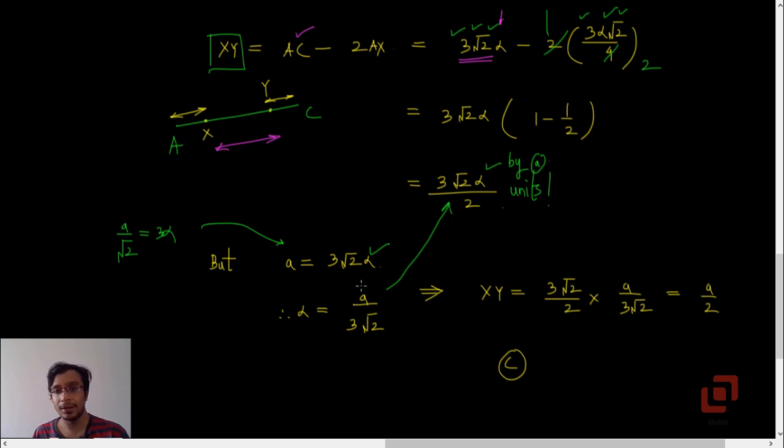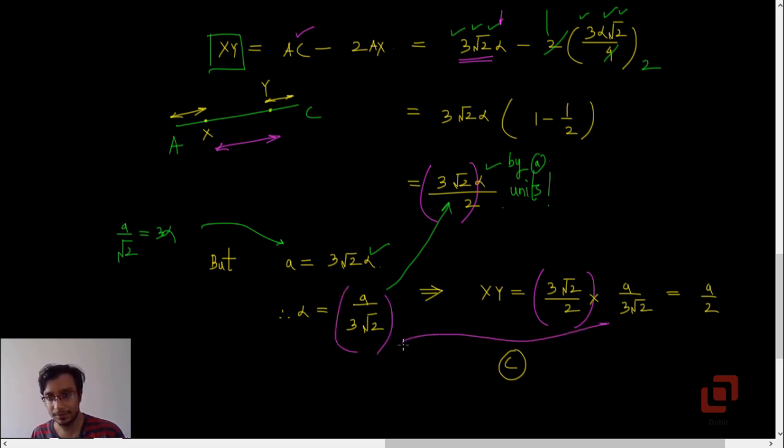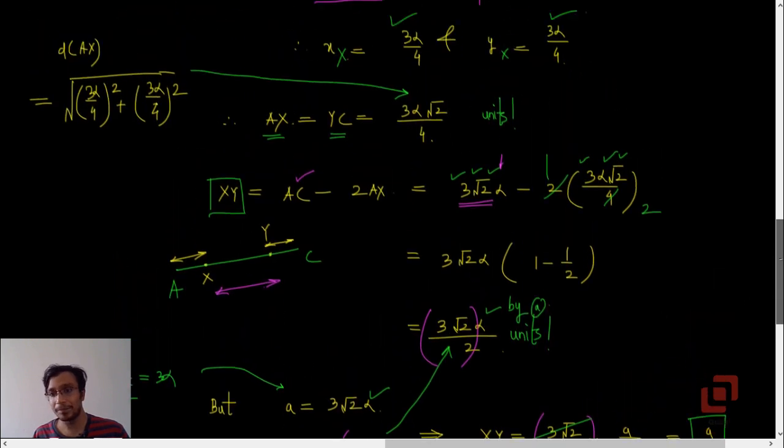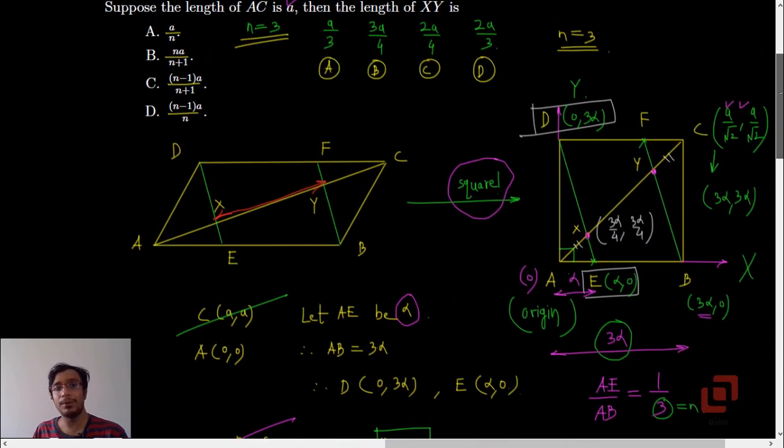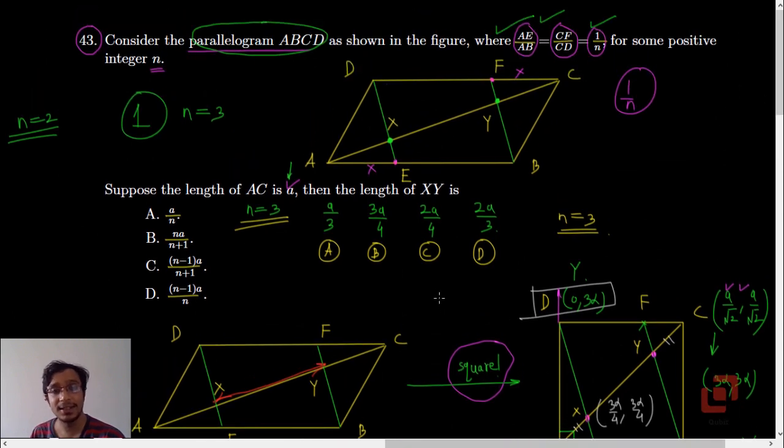So what will XY be? 3 root 2 upon 2 will be there as it is. Okay, but this time for alpha we will write a upon 3 root 2. 3 root 2 gets cancelled, and we are left with a by 2. Okay, so after transforming it to a square and taking n as 3, we got XY as a by 2. All our arguments will be true, and hence which one of these is giving us a by 2? It is option C, 2a by 4. Correct? So it's not a by 3, not 3a by 4, not 2a by 3, but it is 2a by 4.